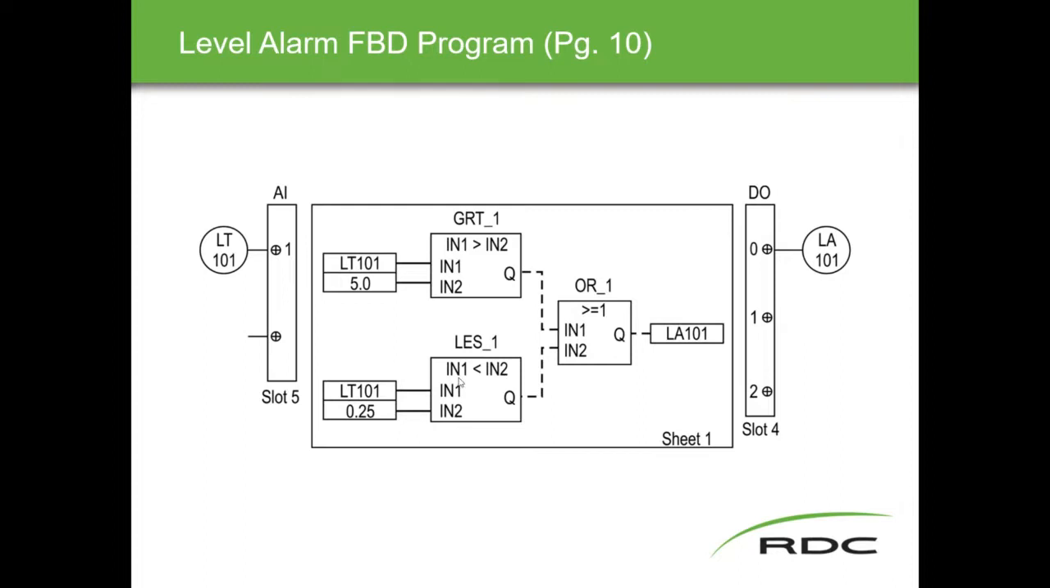If LT101 is less than 0.25, then Q in the less than block will become true. And again, either one being true will turn on the level alarm. And for some reason, this will make the low level alarm. Is that logic pretty easy to translate for most of you? Yes, sir. Because that's most of the rest of the ILM. Okay, perfect. I'm not going to explain every single one, but this is the idea that we're going for here.